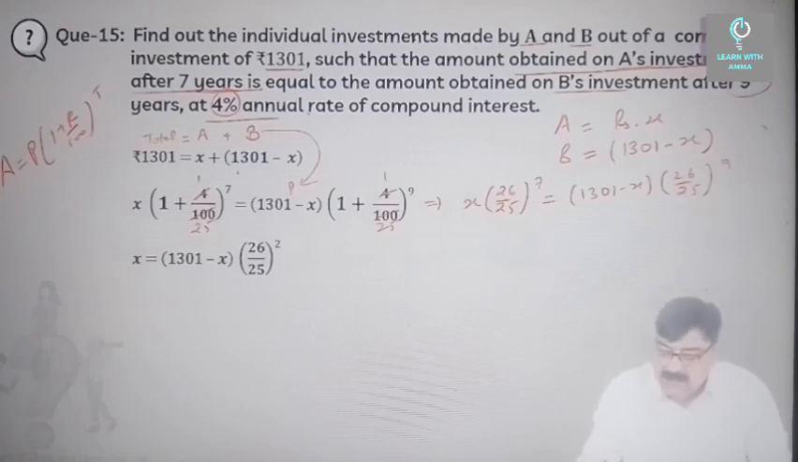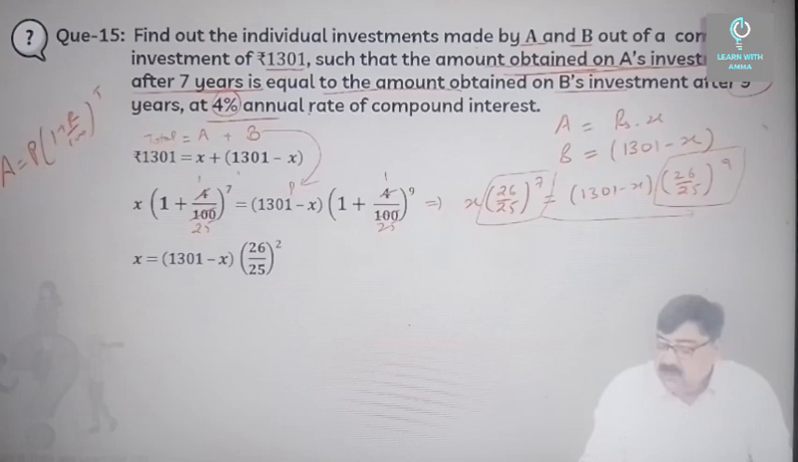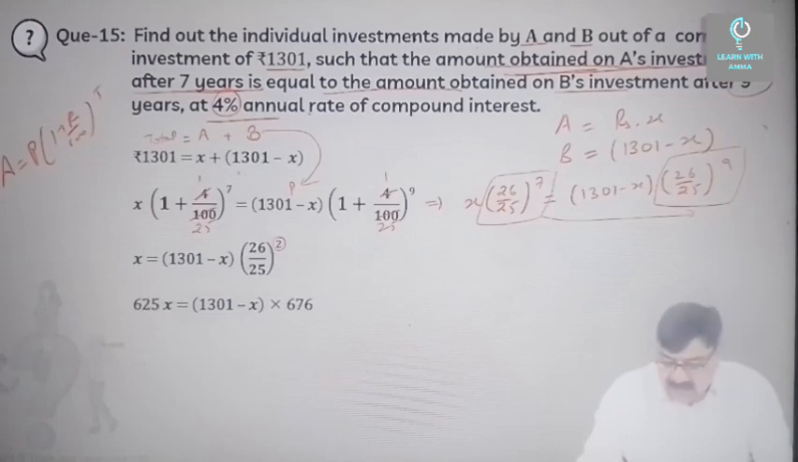Now this is 9 years, this is 7 years, and the amount obtained is the same. Now these two figures, when this goes down, it becomes 9 minus 7. So hence you have a 2 here. The powers balance. So 1301 minus X into 26 by 25 is what we are left with. Now resolving this, 25 square is 625 and 26 square is 676.